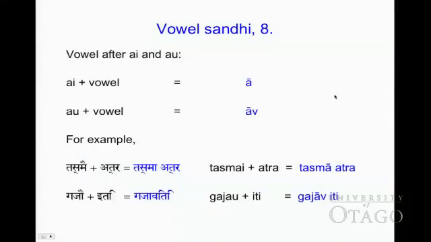Rule number 8. Vowel after I and ow. I plus vowel, change I to R. Ow plus vowel, change ow to ow. For example, tasmai plus atra will be tasma atra. I change to R. Kachau iti, so we change to kachaviti. Kachaviti.